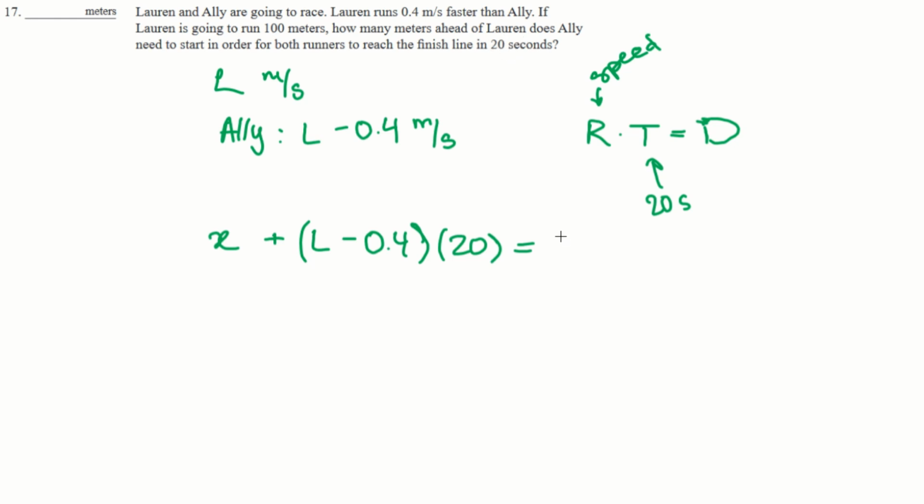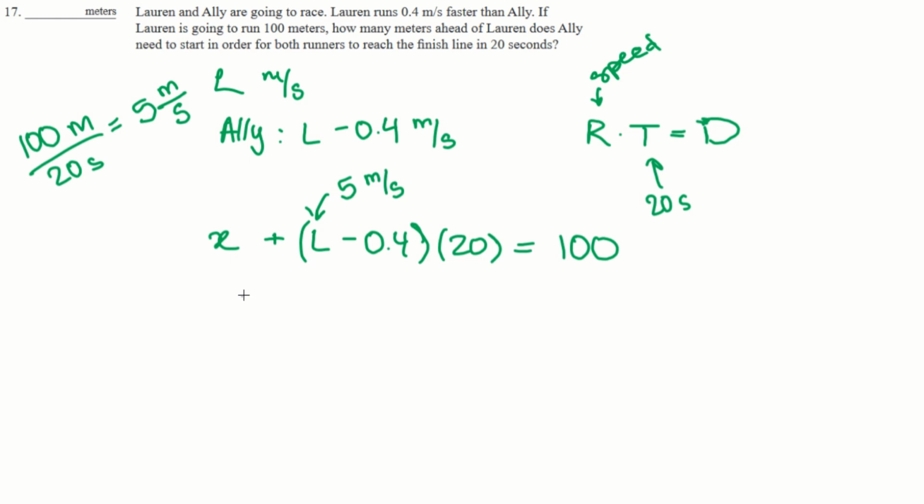So this is 100. What this tells you immediately is that since she's trying to run 100 meters in 20 seconds, we have 100 meters over 20 seconds. So her rate is 5 meters per second, her being Lauren. Lauren's rate is 5 meters per second. So that means over here, L is going to be 5 meters per second.